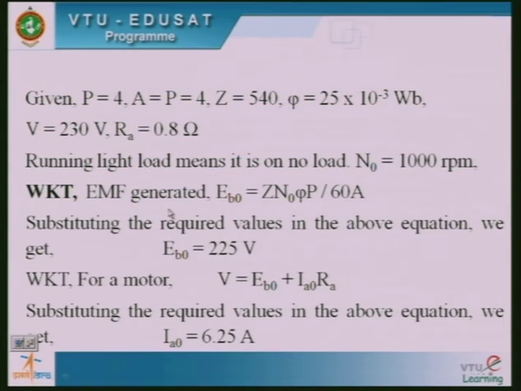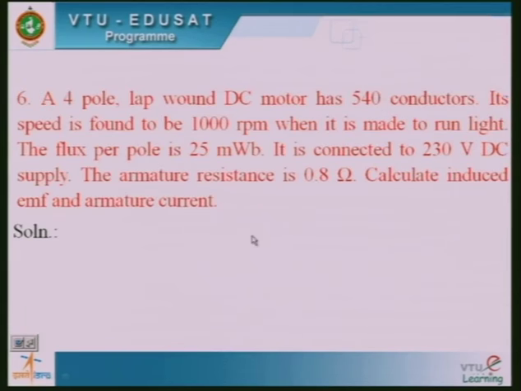Now the EMF generated: we have the equation EB is equal to Z N phi P divided by 60A. Substituting the values of Z, N0, phi and P divided by 60 into the number of parallel paths, you get the value, that is EB0. After substituting the values in the generated EMF equation, we are getting EB0 is equal to 225 volt.